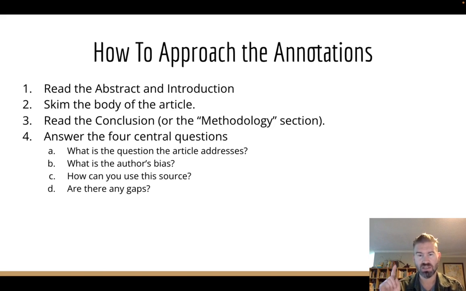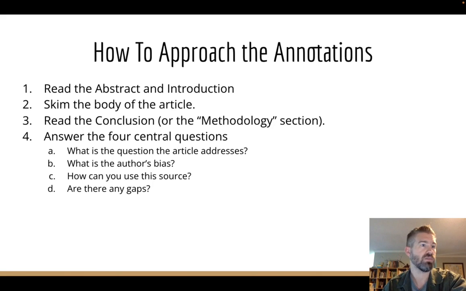What I would suggest is that you read the abstract or introduction, the first little part, skim the body of the article, kind of paying attention to any charts, graphs, images, then read the conclusion or methodology or next steps or whatever they're ending with, and then answer those four questions, right? What's the question the article addresses? What's the author's bias and credibility? Are there any gaps in the source, and how could you use it? And then you'll have a solid annotation, and you can basically justify those sources that you're using.